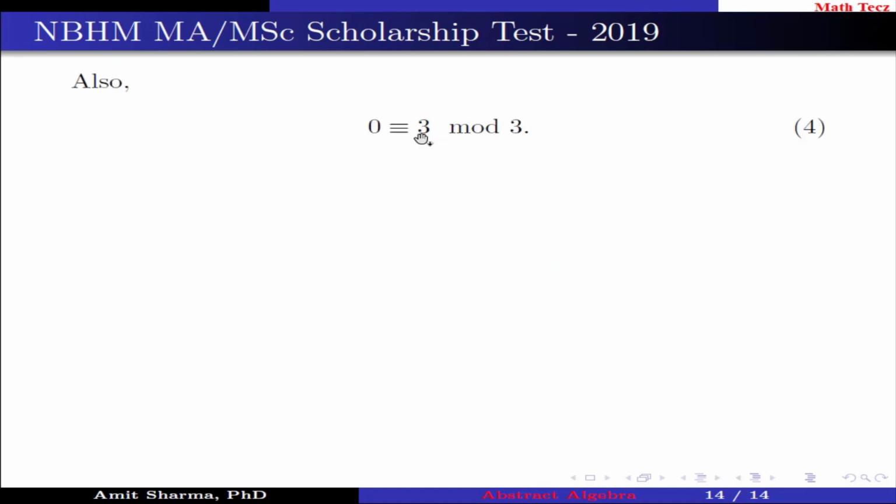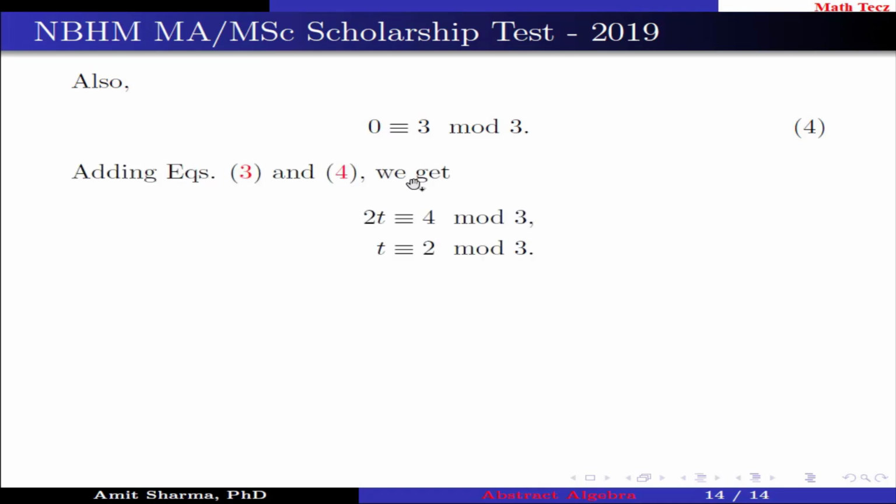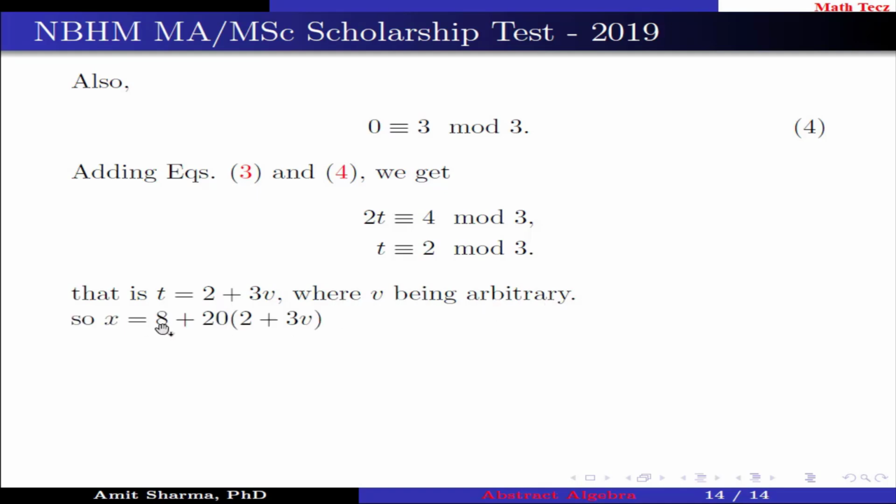Also 0 congruent to 3 mod 3. Adding equations 3 and 4, we get 2t congruent to 4 mod 3, which can be simplified as t congruent to 2 mod 3. That is, t equal to 2 plus 3v, where v is arbitrary. So x is equal to 8 plus 20 times (2 plus 3v), which is equal to 48 plus 60v, which belongs to S.